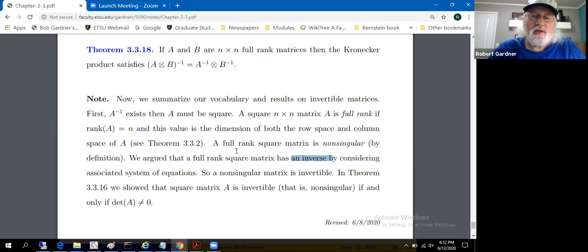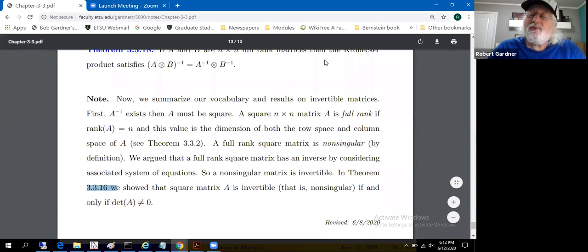So same vocabulary as sophomore linear algebra. A non-singular matrix is invertible. And finally, in one of these last results, we showed that A is invertible if and only if the determinant is non-zero. And I promise you, we'll use that a whole bunch in the section on eigenvalues. When we start doing eigenvalues and eigenvectors, this determinant property will pop up again and again. Theorem 3.3.16 will be our best friend in section, I think it's 3.7 or 3.8. And that's the content of section 3.3.